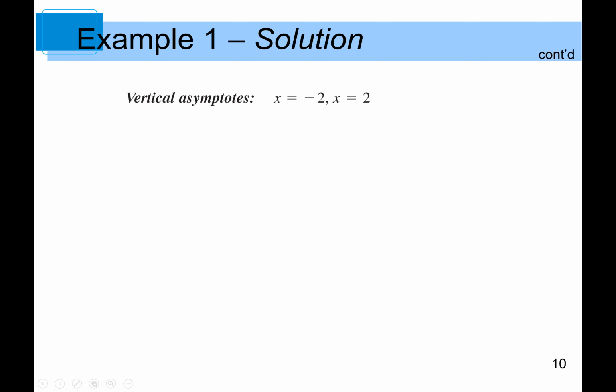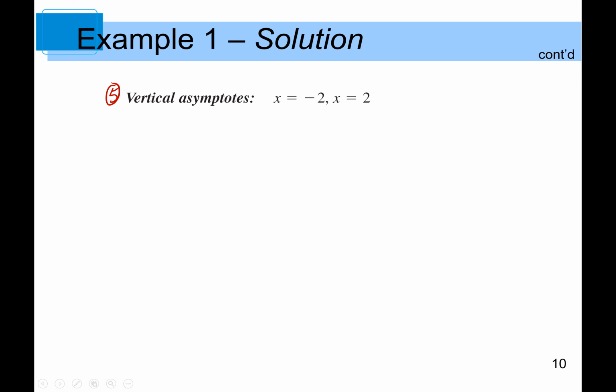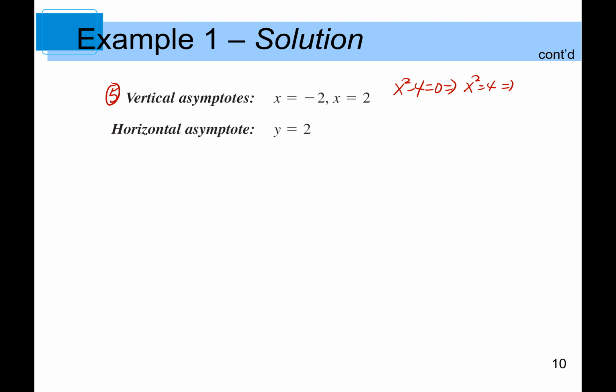And then next, the fifth thing is the vertical asymptote. So you set the denominator equals 0, right? Then we find the vertical asymptote, meaning setting x squared minus 4 equals 0. So x squared equals 4. In that case, x equals plus or minus 2. So the vertical asymptotes are x equals negative 2 and x equals 2.